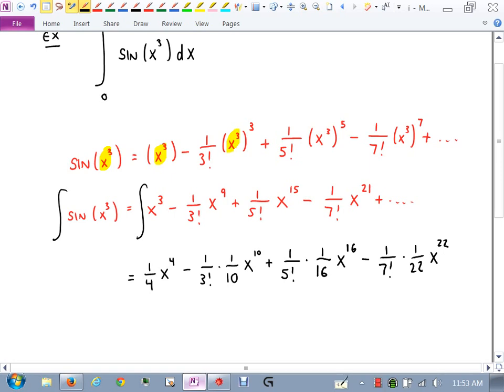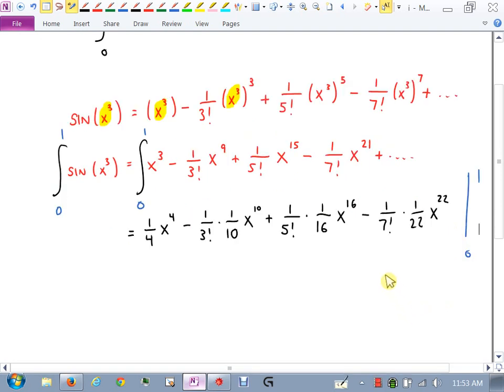Now, I have to keep going forever, right? So now come in here and say, all right, what if you wanted to evaluate this from 0 to 1, right? Wouldn't that mean that you just want to take this and evaluate it at 0 and 1? So let's first plug 1 in. What happens when you plug 1 in? What do you get? 1/4, right? I'm plugging in 1 here. 1 to the 4th is 1.